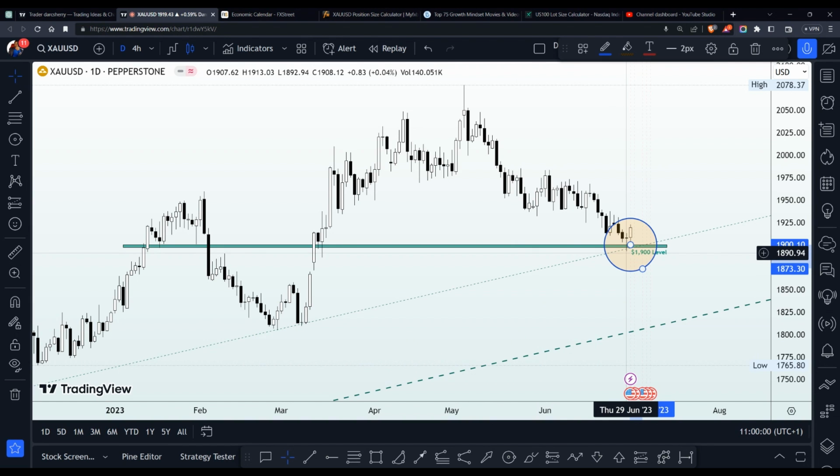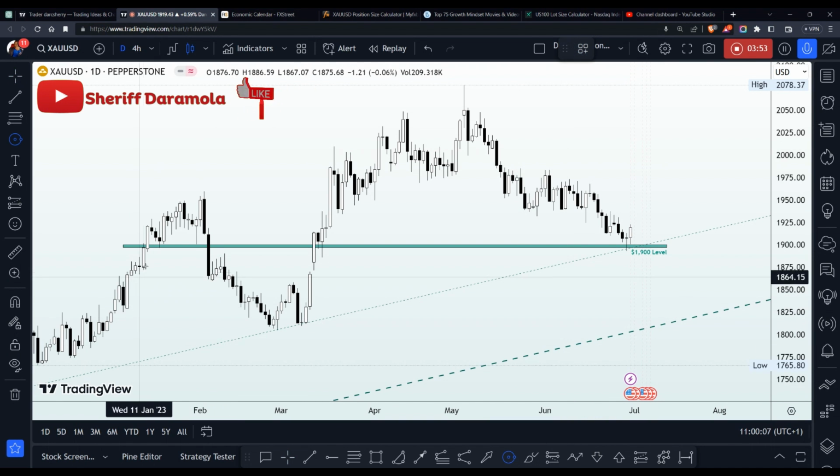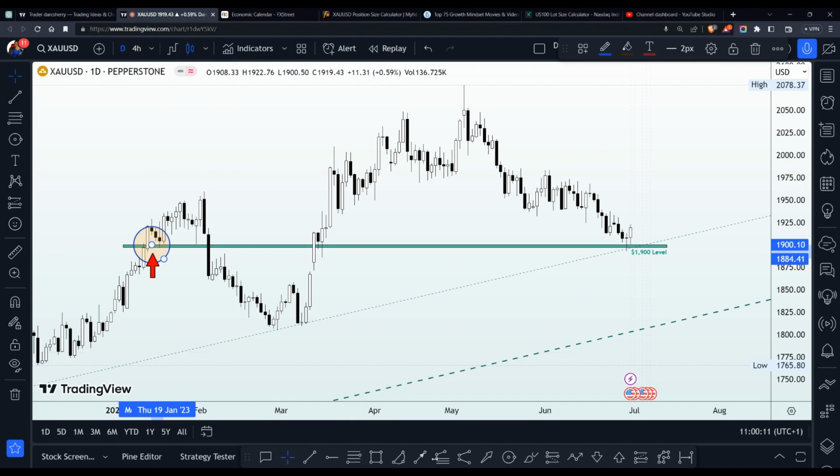Now, if we compare this level to what has been happening around that area in the past, going as far back as the beginning of this year, you will see how this level has been a major determinant of price action. We saw the buy pressure around there. We saw the breakdown retest of structure here. We saw price break out of that level during the month of March.